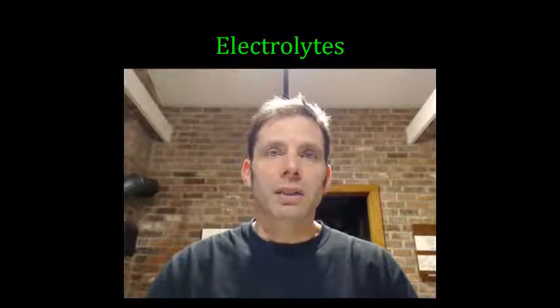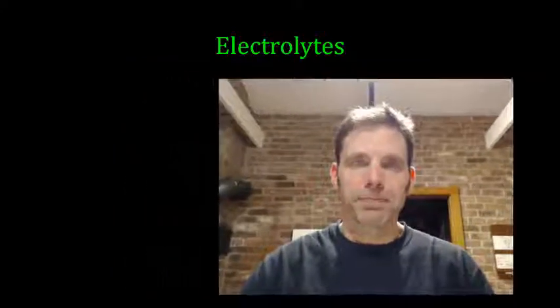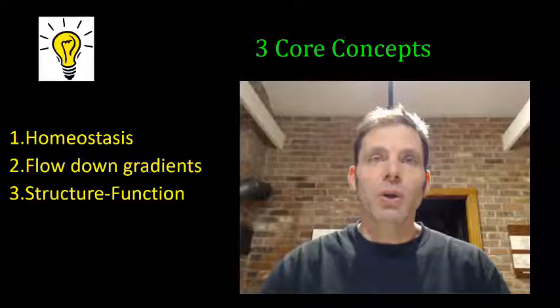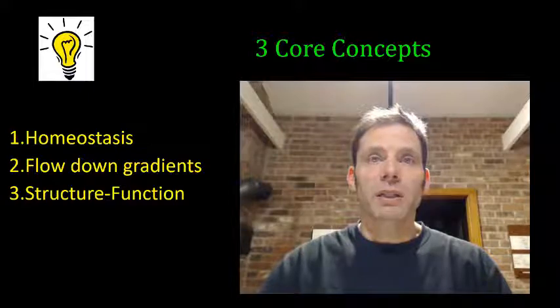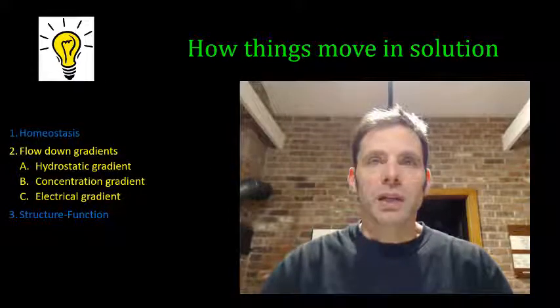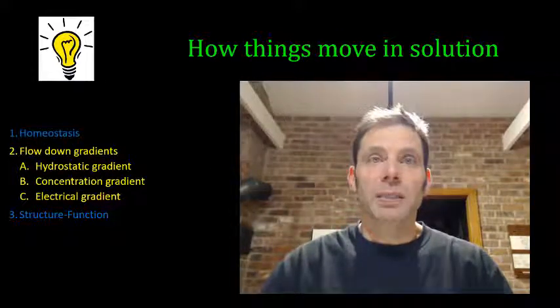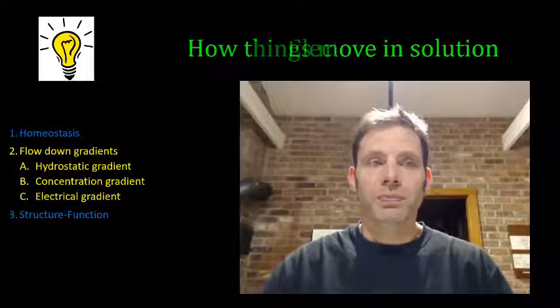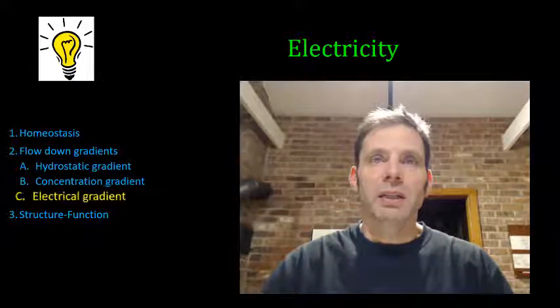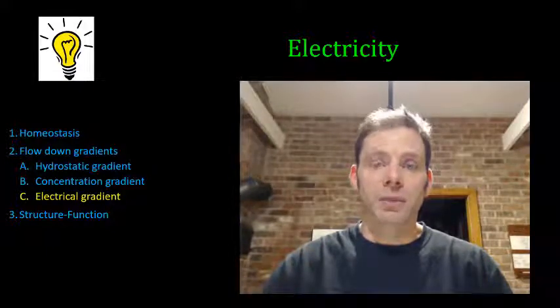Electrical impulses are critical signals in the human body, so we need to spend a few minutes talking about what electricity is. Let's get oriented first. Recall that we're now talking about three core concepts in anatomy and physiology: homeostasis, the movement of molecules down gradients, and the relationship between structure and function. Of these, we're now talking about movement of molecules and specifically charged molecules. So the focus today is going to be on electrical gradients and specifically what types of molecules conduct electricity in aqueous solution.